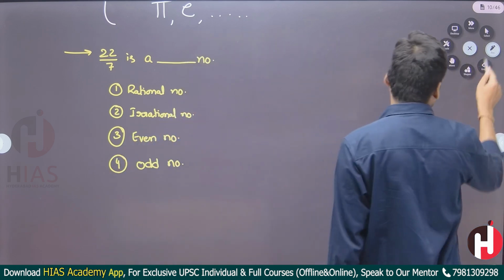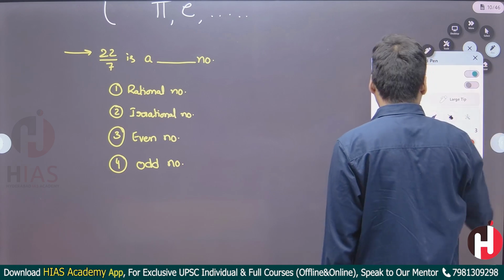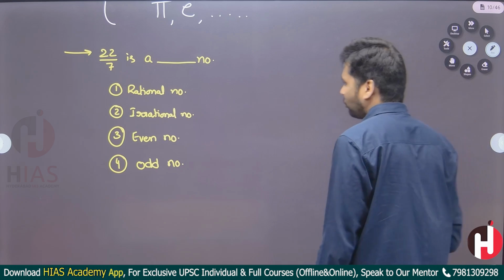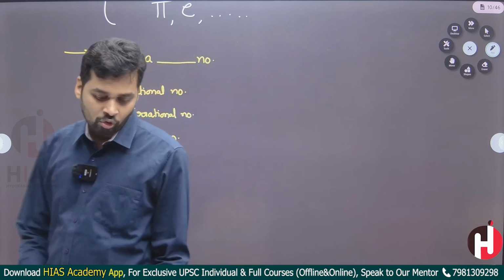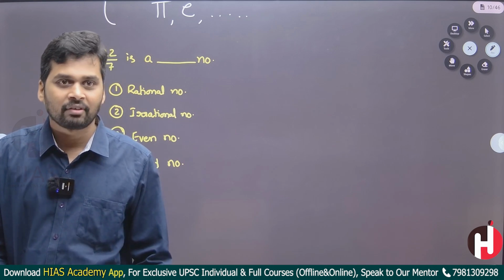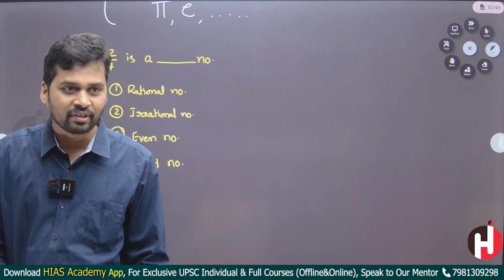Okay, let's look at this one. So 22 by 7. First of all, who said the second option is the correct one? Could you please explain why it is the second option, irrational number?